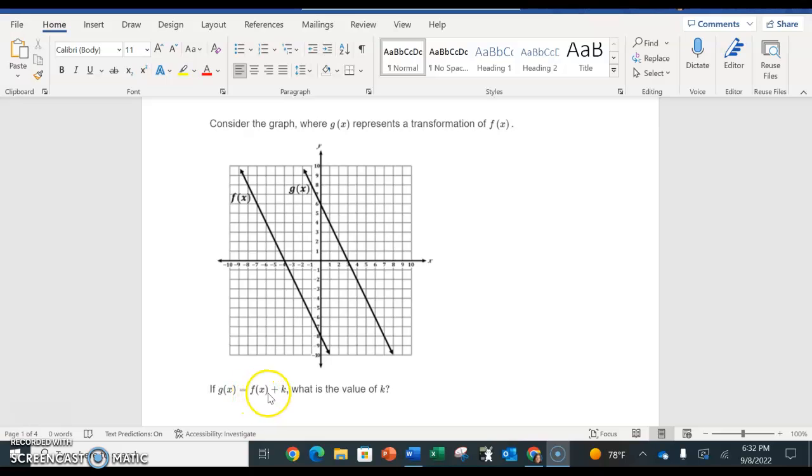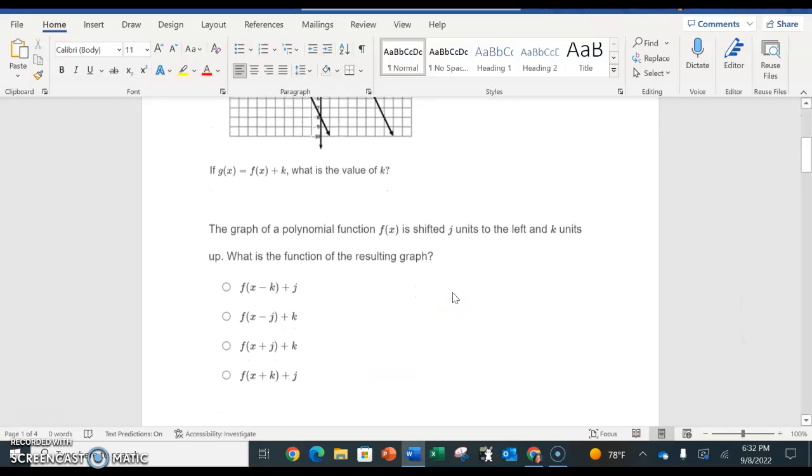So f of x plus k equals g of x. So if you go from f of x, let's look at the y-intercept. It's an easy place to look at the points. So f of x is at negative 8. So I have to move up 8 plus 6 more. 8 plus 6 is 14, so it shifts 14 units up to be g of x. All right, so the value of k would be 14.